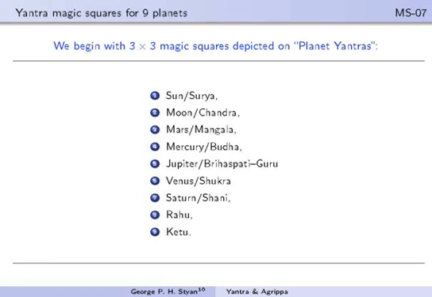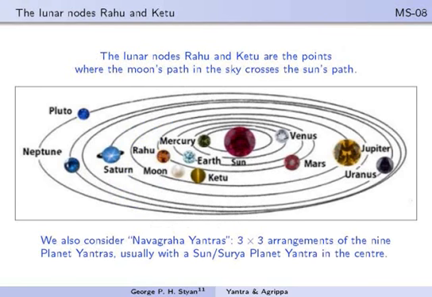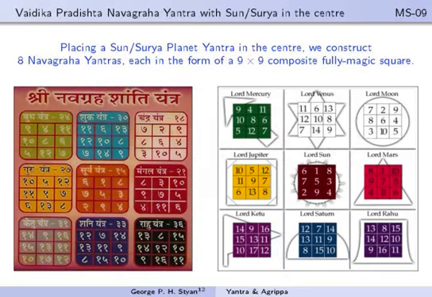The lunar nodes Rahu and Ketu are the points where the moon's path in the sky crosses the sun's path, as you can see in this diagram. We will also consider Navagraha Yantras, 3 by 3 arrangements of the 9 planet Yantras, usually with a sun or Surya planet Yantra in the center. Here are examples with the characters in Sanskrit or the more usual characters that we're used to. The sun planet Yantra is in the center.